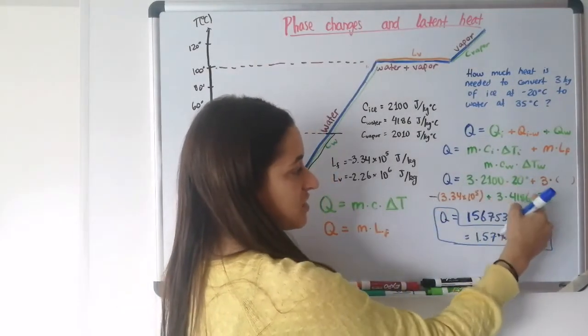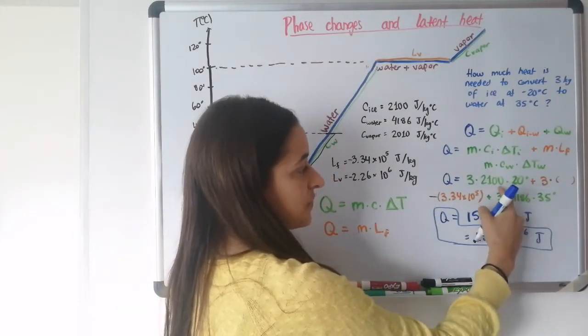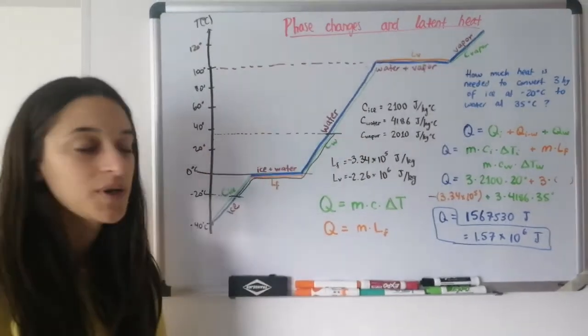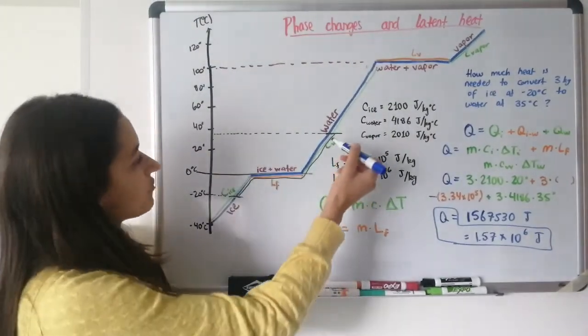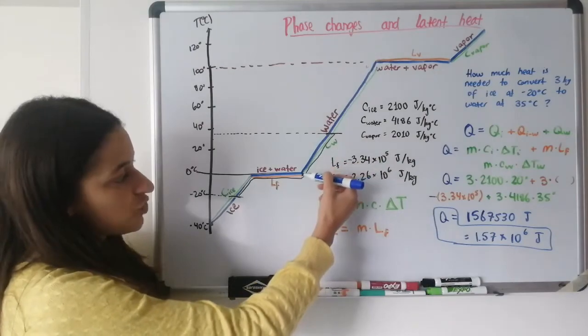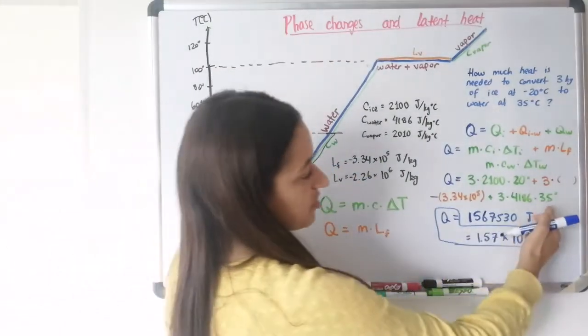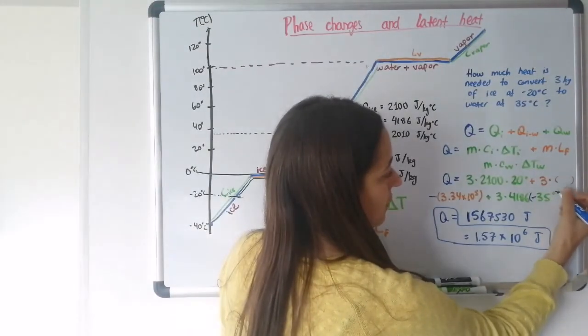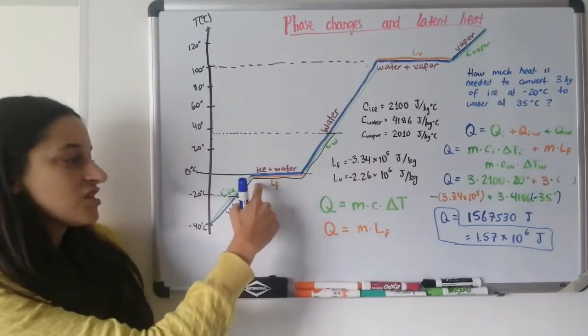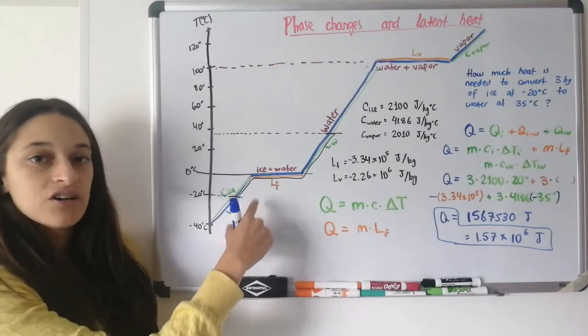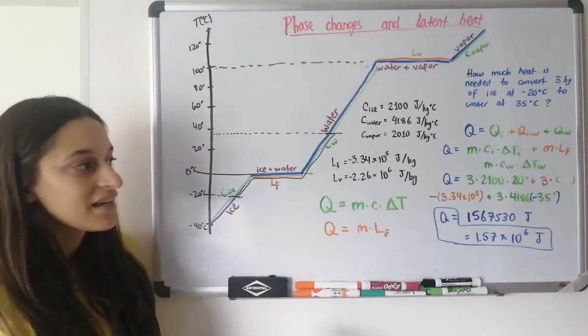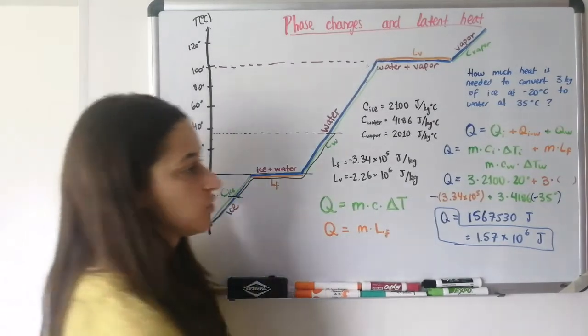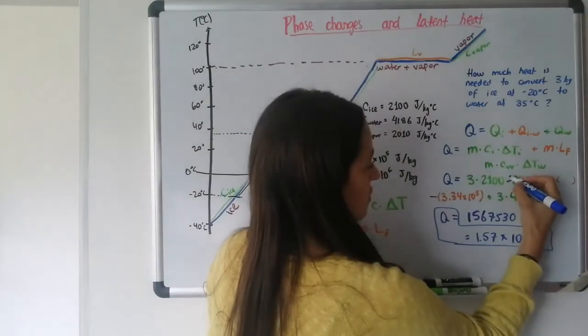But what would happen to these two terms? If we were going from water at 35 to ice first, this wouldn't have been positive 35. This would have been negative 35. And if we were going from 0 to negative 20, our change in temperature would have been negative 20 instead of positive 20. We decreased 20 degrees.